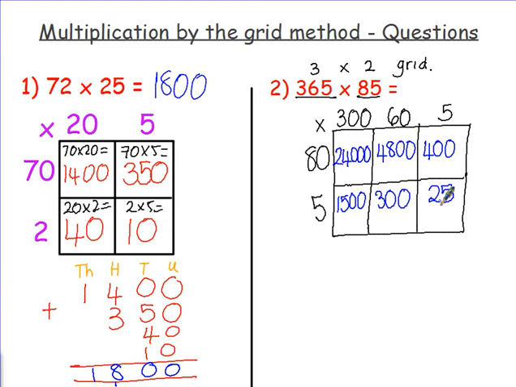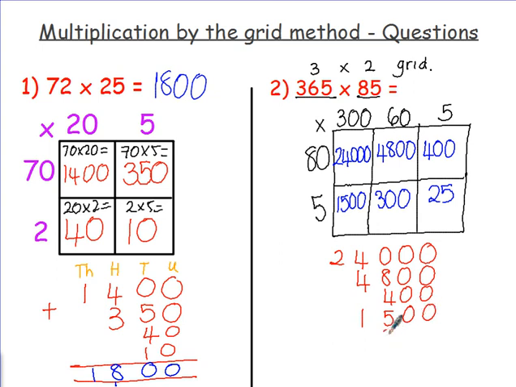Now adding using my place value. 24,000, 4,800, 400, 1,500, 300 and 25.